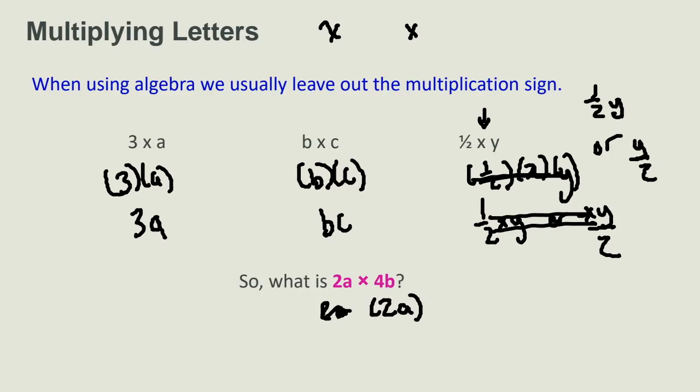In this part we used a multiplication sign, but again, we're going to stop using those and get used to using brackets. So 2a times 4b: we'll talk about this more in the next couple of slides, but we multiply the coefficients first. So 2 times 4 gives me 8, and then a times b gives me ab, just leaving it in alphabetical order. So we multiply the coefficients first, and then we put the letters together.